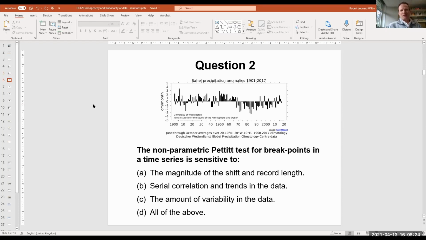The non-parametric Pettitt test for breakpoints in a time series is sensitive to the magnitude of the shift and record length. And by shift, I mean the step change. Or do you think it's sensitive to serial correlation and trends in the data, or the amount of variability in the data, or all of the above? Again, if you'd like to enter into the chat box what you think the answer might be, that would be good.